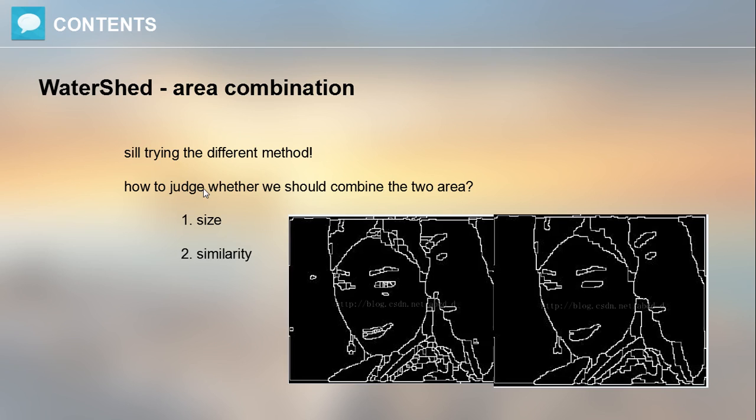I'm still trying different methods, but the basic method I used here is that if two areas have the same size and the values of these two areas are similar, we will combine these two areas into a new combination area. So we can take a look. Here is the original image, and here is the image after this area combination processing, and we will combine this eye into a whole new area. And yeah, you can take a look.